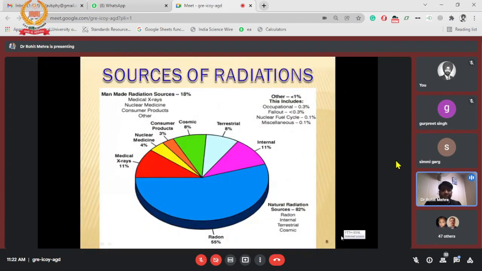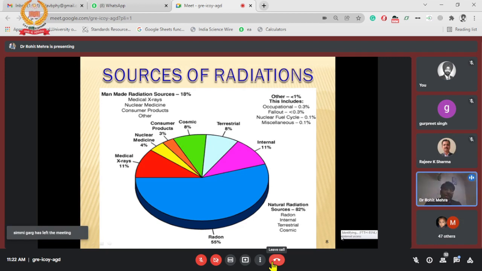Now, these are the sources of radiation which we have categorized in terms of a total of 100%, where natural radiation contributes 82% and man-made radiation contributes 18%. And out of this natural source, 55% of the contribution is due to only one element, that is radon. So that is why the study of radon is very important. The reason being, if you study radon, you could assess the total 55% contribution due to one source itself. And secondly, why is radon important?